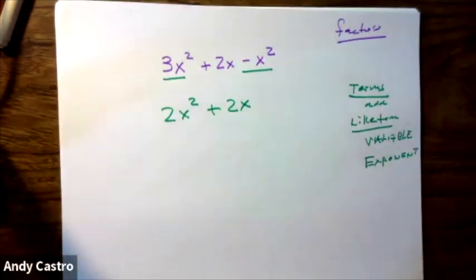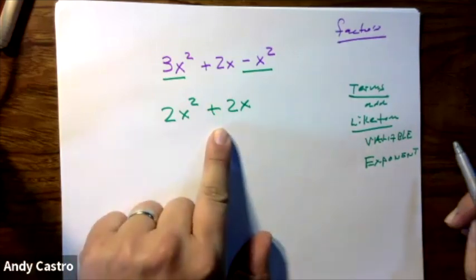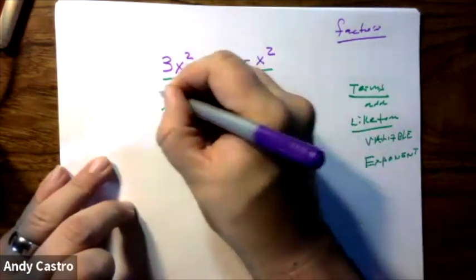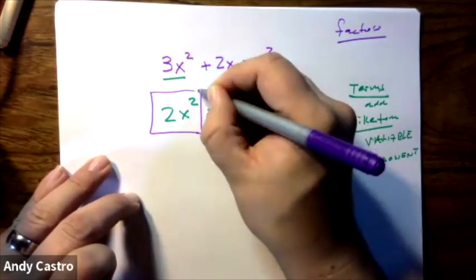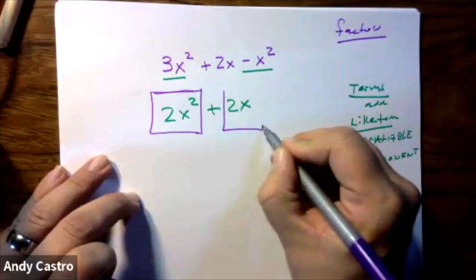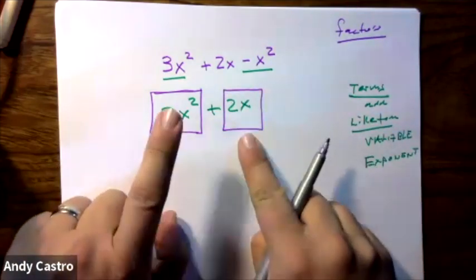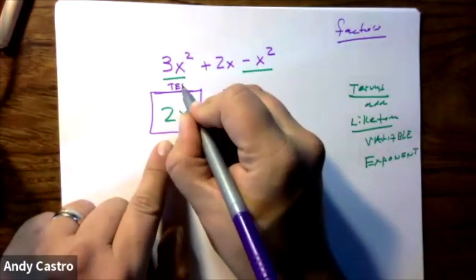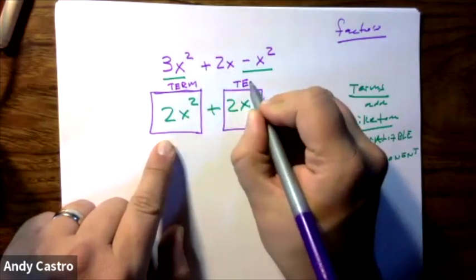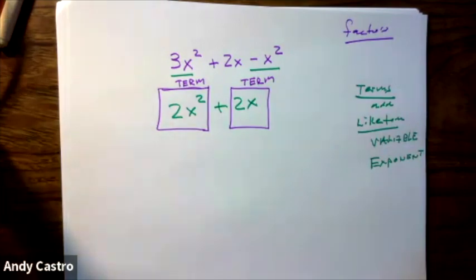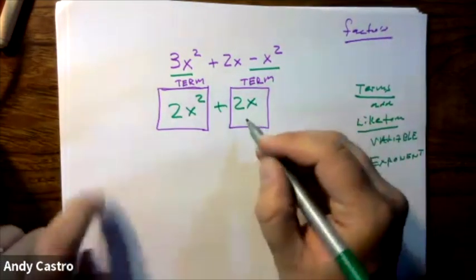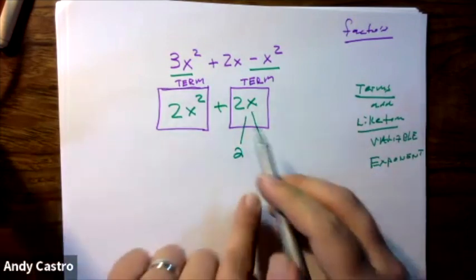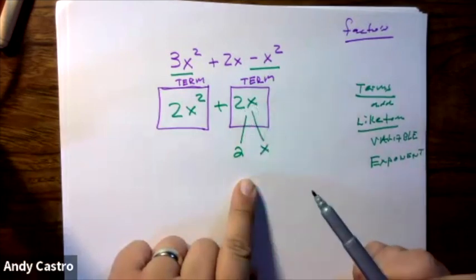Good. So what we want to do here is identify the factors inside each term. Here is my first term. Here is my second term. I'm adding these two things together, therefore these boxes represent the terms. Now, inside those terms, we have factors. Let me show you. The factors here are 2 and x, because I'm multiplying 2 times x.